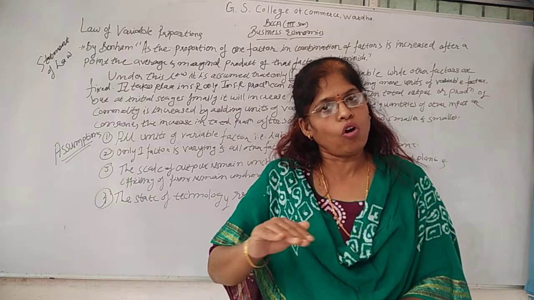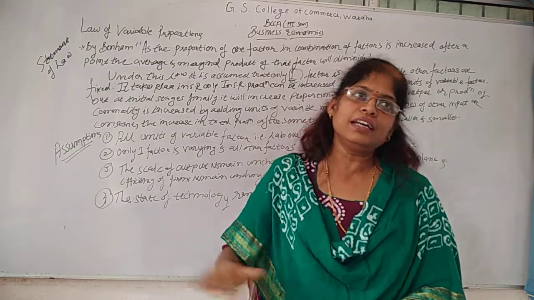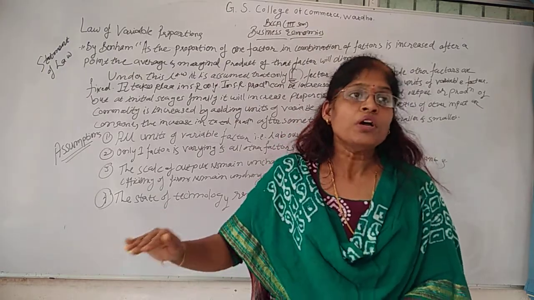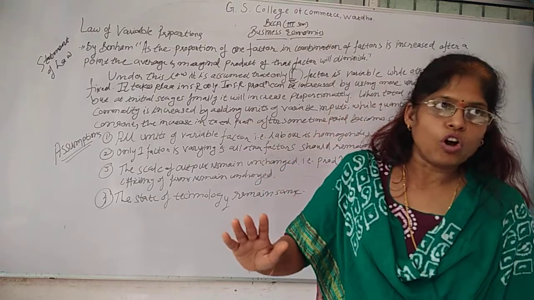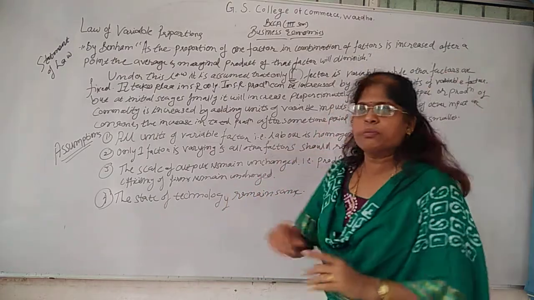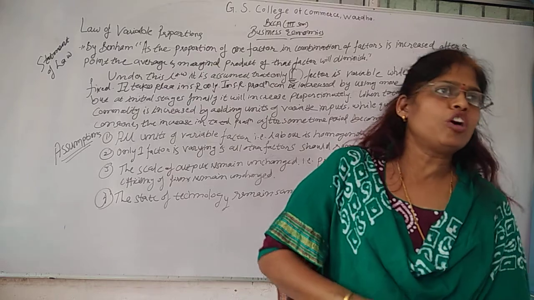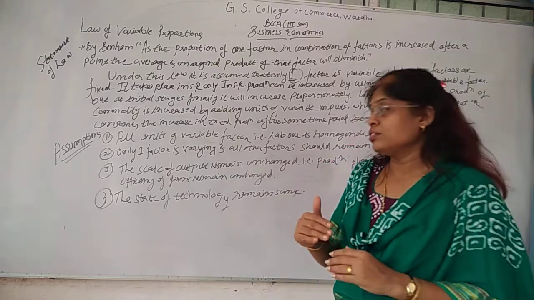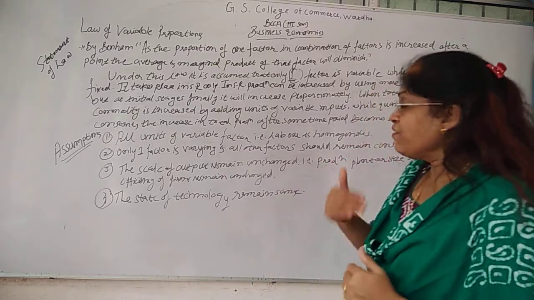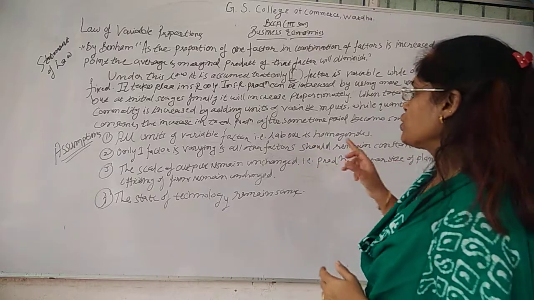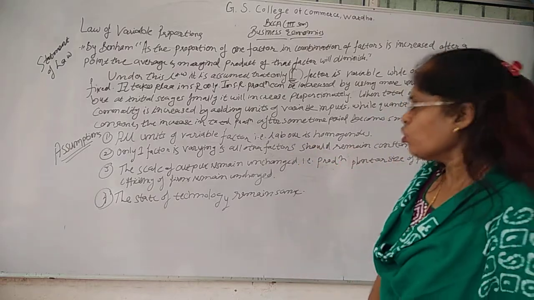If he is using all 25 labors unskilled, then he has to maintain that proportion. Why is it said homogeneous? It means the same kind. There should not be change in their efficiency. All units of variable factor, that is labor, are homogeneous.